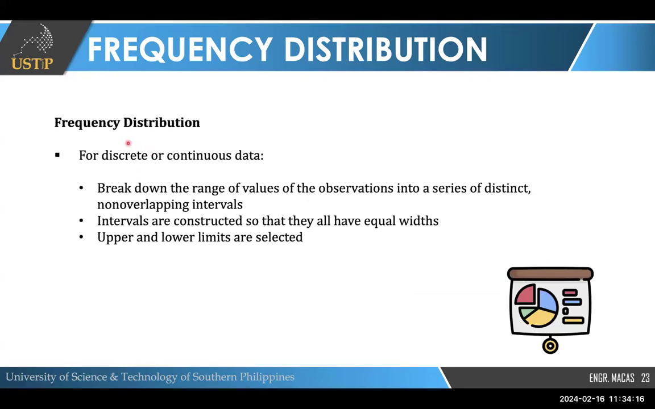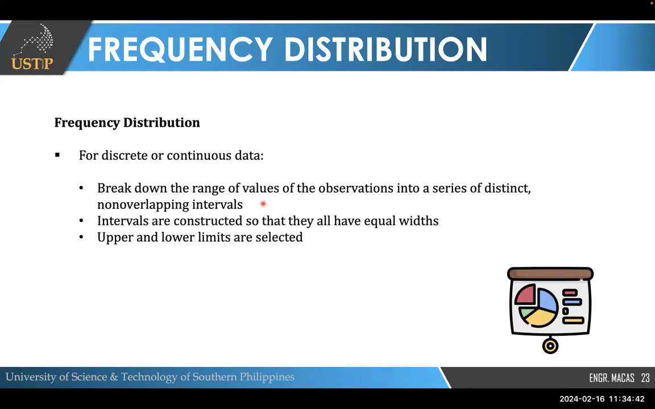So how do we create a frequency distribution table, class, for discrete or continuous data? First, we break down the range of values of the observations into a series of distinct non-overlapping intervals. As I've mentioned, ang pinaka-complete nga scale is the ratio scale. So of course we're dealing with either discrete or continuous data. So how do we create a frequency distribution out of it?